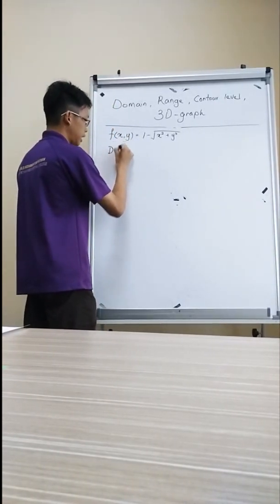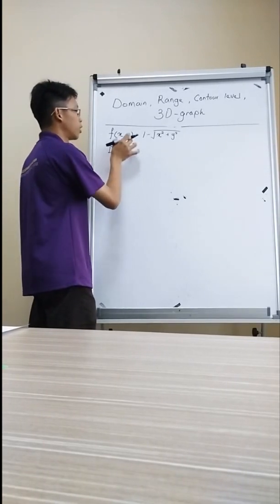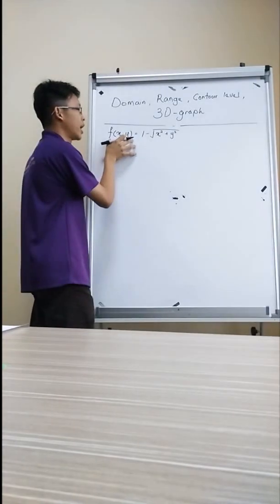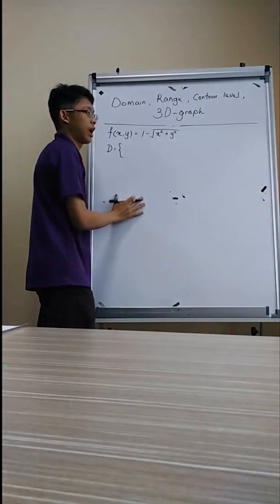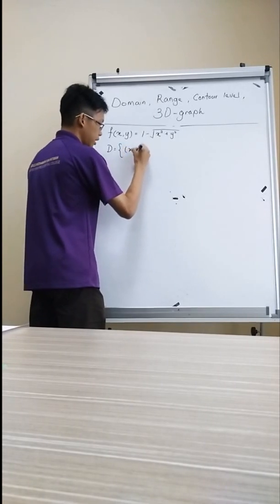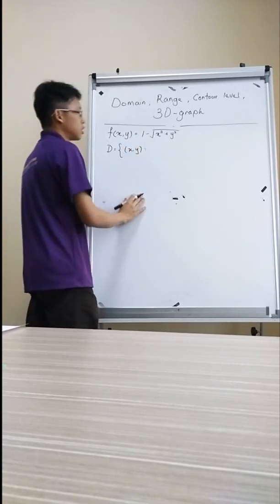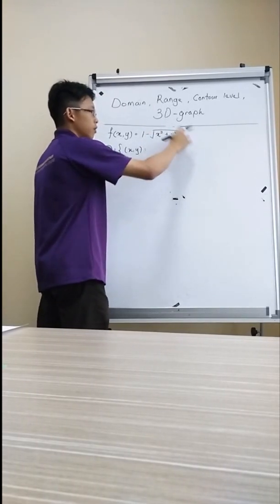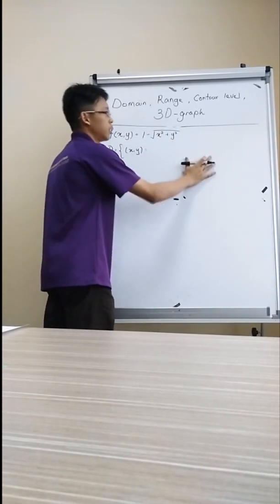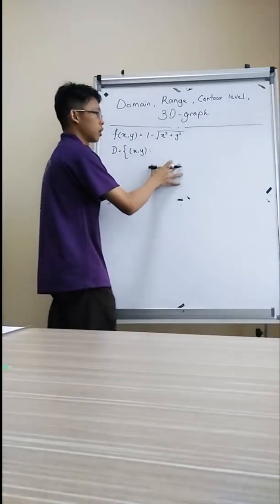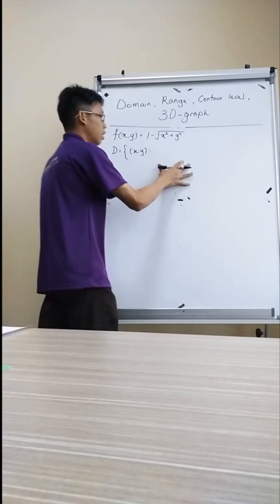The domain is actually finding out the values of x and y. That means we have to find out whether x and y have any limitation or not. So we know that the square root of 0 or a positive number will give you a valid value.